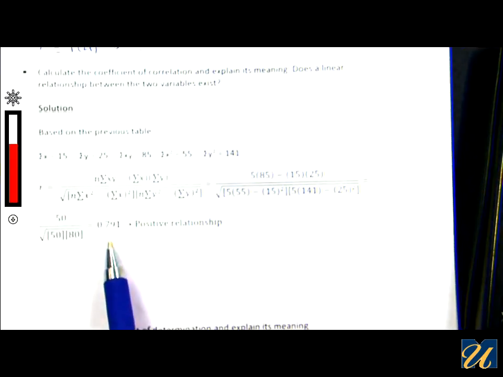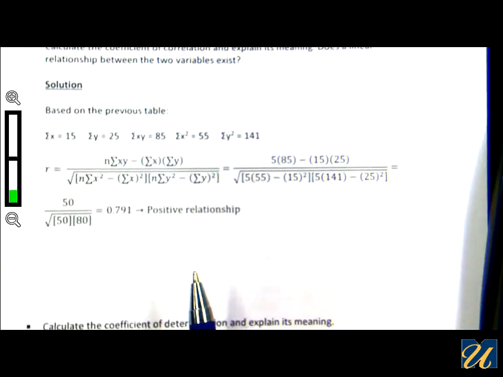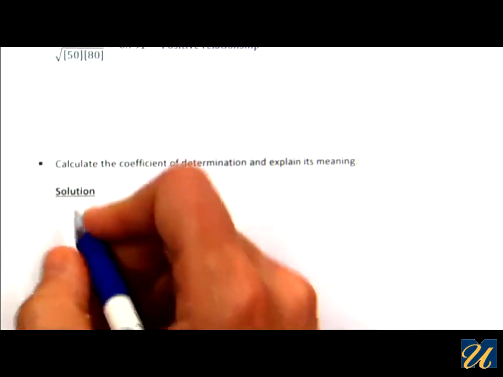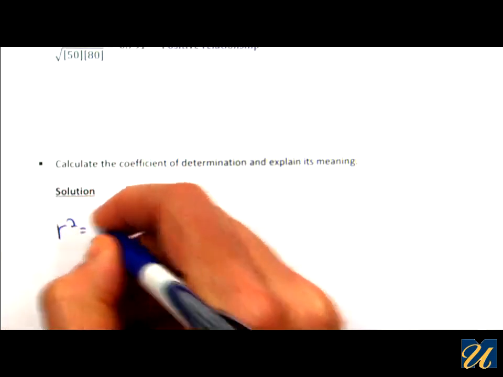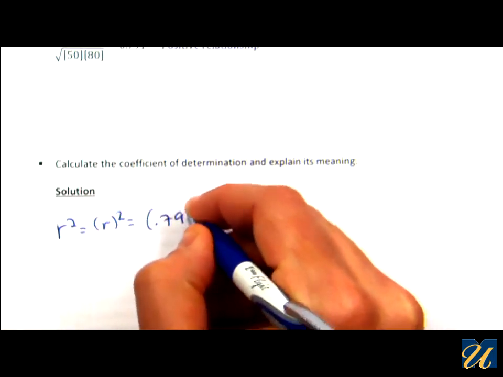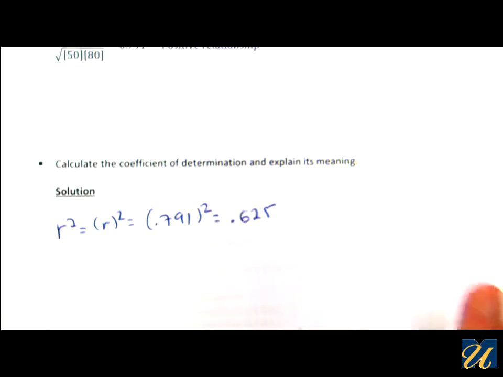Let me just, sorry, I have to go back and forth, but so you guys will be able to see the graphing calculator a bit better. We want to calculate the coefficient of determination. There are two ways. You either look it up on your graphing calculator, or you simply take the r value and you square it. 0.791 squared would be 0.625.